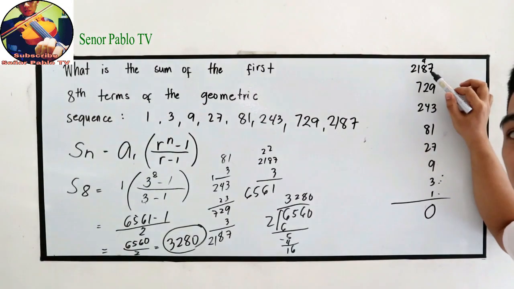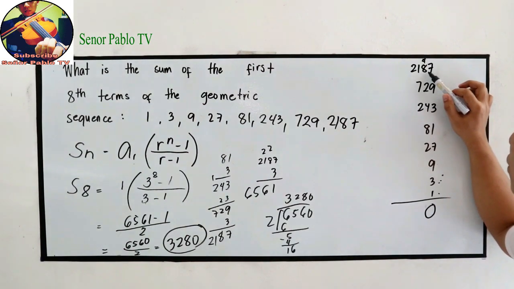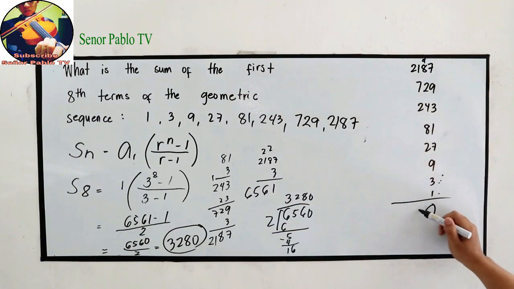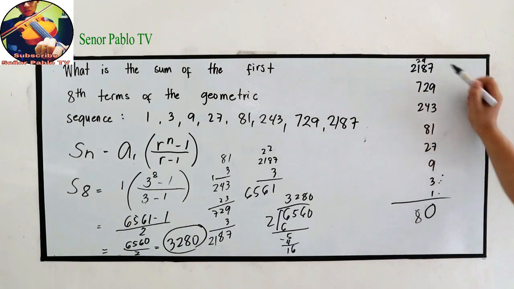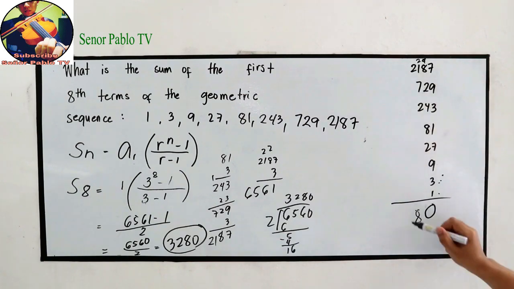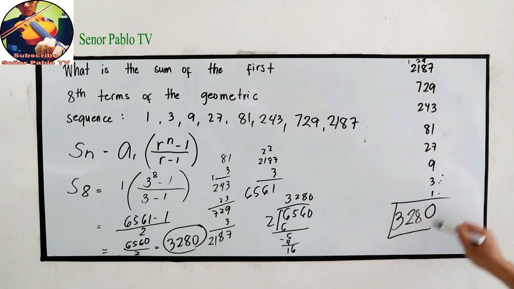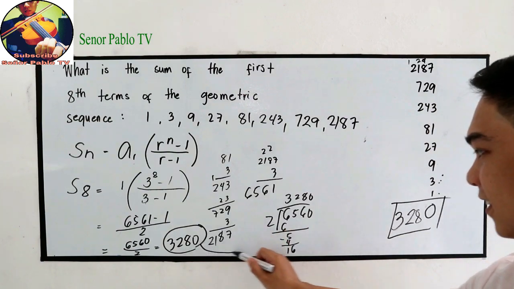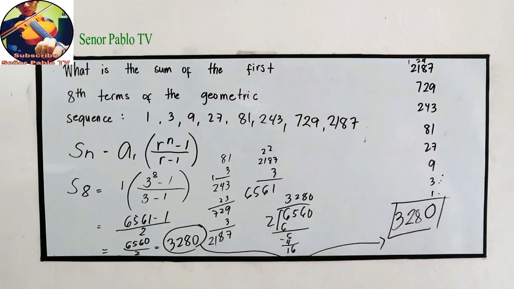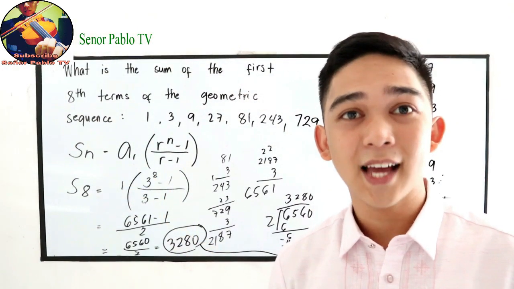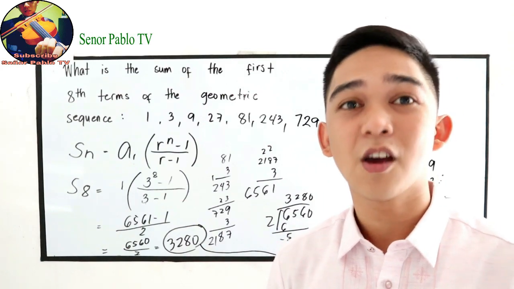So, 4 plus 8, 12 plus 2, 14 plus 4, 18 plus 8, 26 plus 2, 28. Carry 2. 2 plus 1, 3 plus 7, 10 plus 2, 12. Then carry 1. 1 plus 2, that is 3. So parehas sila. So dalawa yung choice ninyo. Pwedeng mano-mano or you can use the SN formula, the geometric sequence formula.